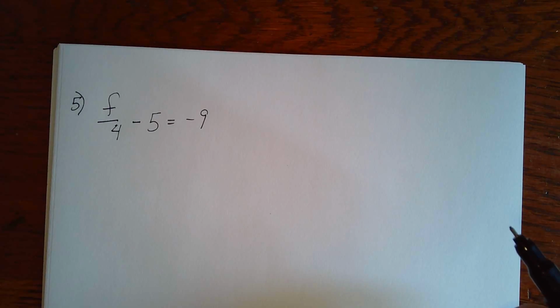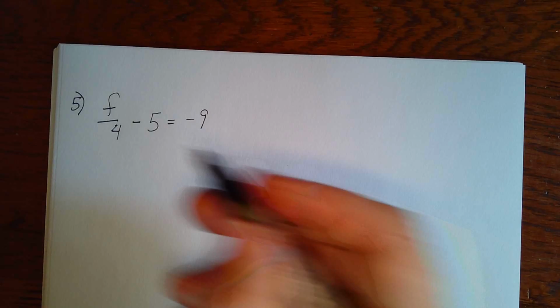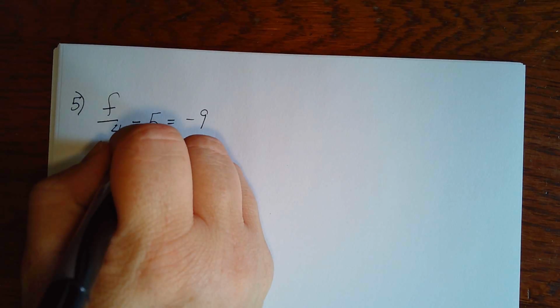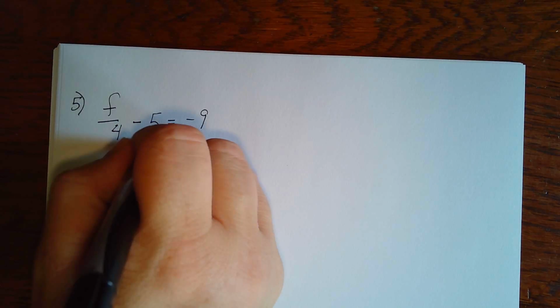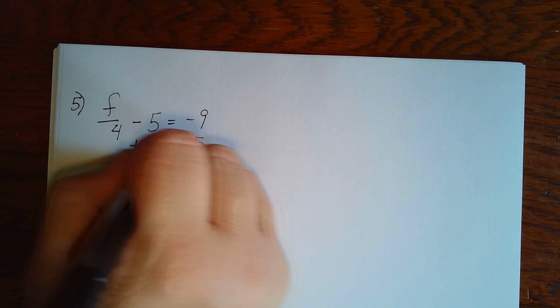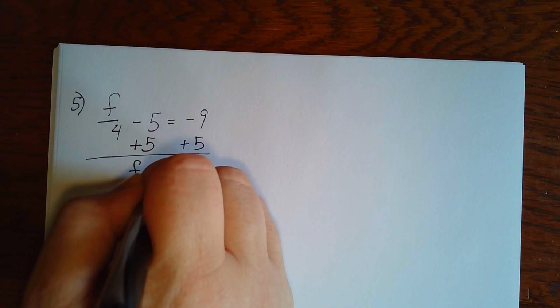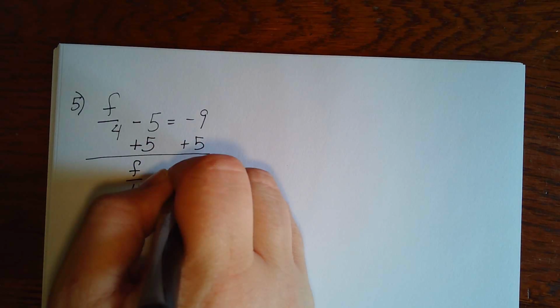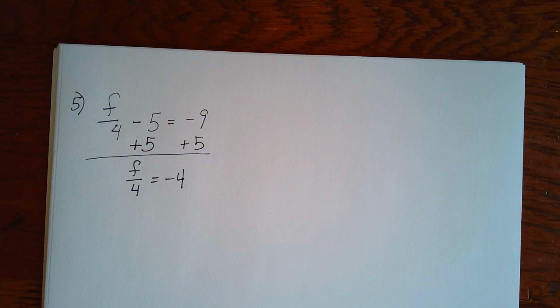So that step's done. So the second step says, now take and do the opposite to get the 5 across, since 5 and 9 are both coefficients. So when I do the opposite of subtraction, of course, is addition. So I get f over 4 equals -4. So the first step of this is done.